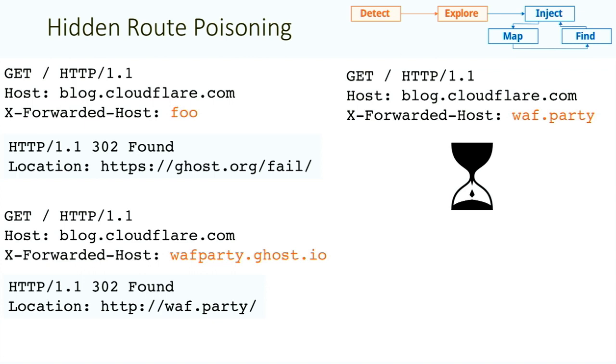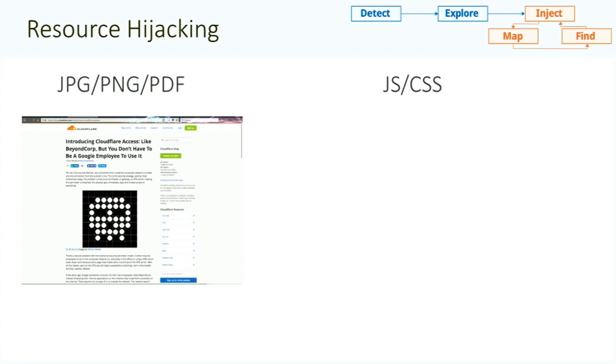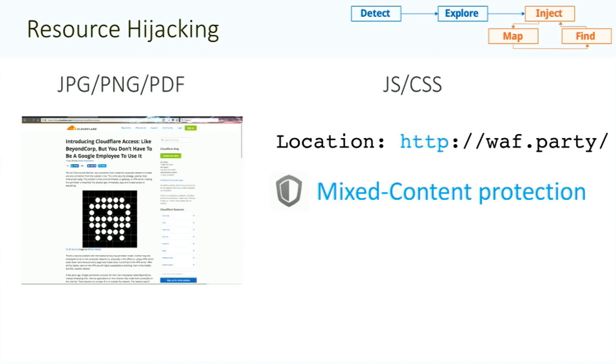However, when it came to getting this stored in the cache, things got a bit tricky because Cloudflare's site was configured to only cache things with certain file extensions. So I could redirect images, which was kind of funny. I could just hijack any images on any of their blog posts. But when I tried to do something useful with it and hijack JavaScript, I ran into quite a significant problem, which is that this redirect that Ghost was issuing was using the HTTP protocol rather than HTTPS. And that means that the browser's mixed content protection kicks in and blocks this redirect, effectively completely preventing my attack from working.